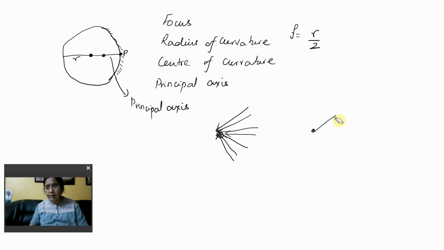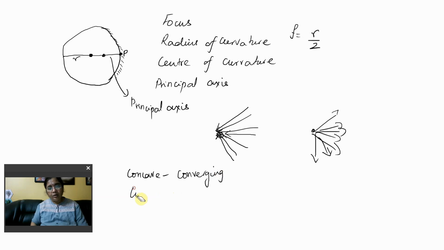So what is diverge? I have a point from which rays are moving out, radiating. This is diverge. So your concave mirror is a converging mirror, and your convex mirror is a diverging mirror. We will see more of it as we proceed.